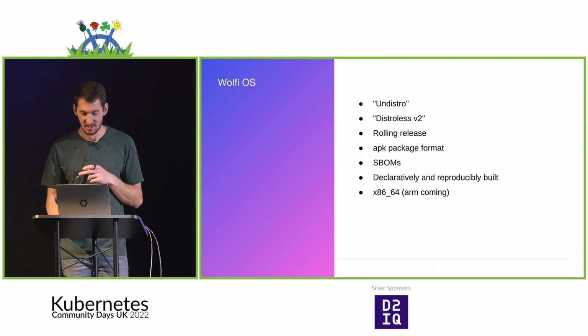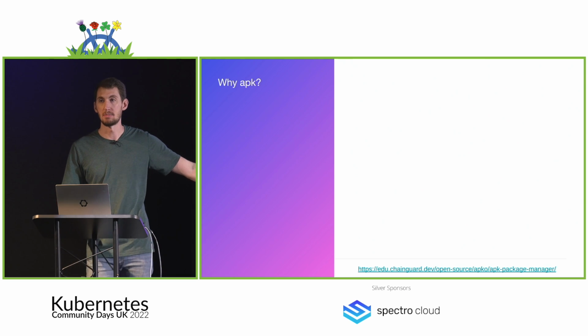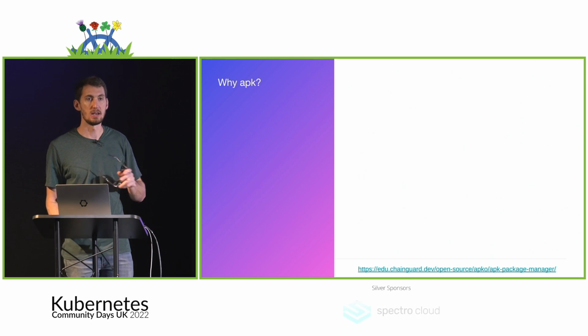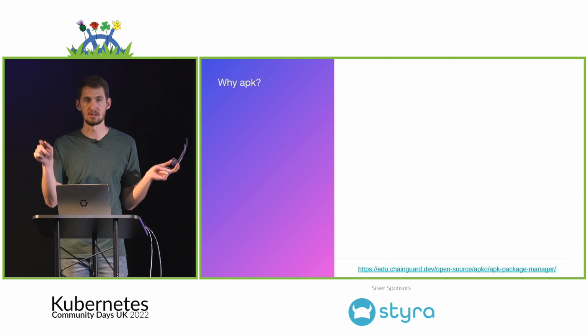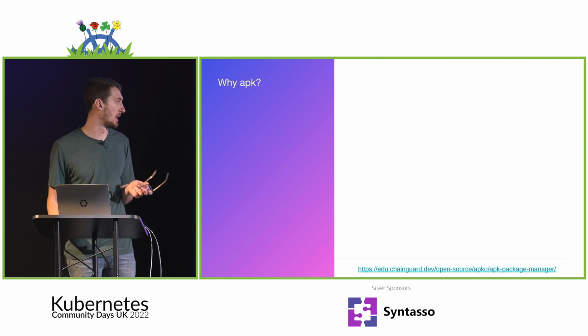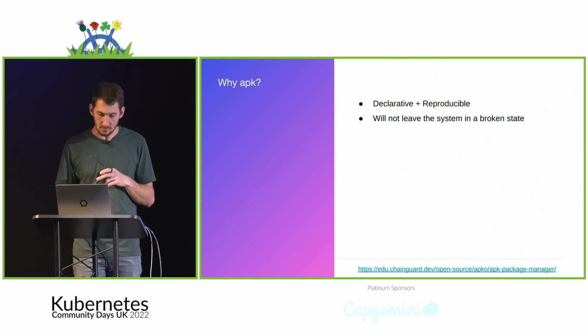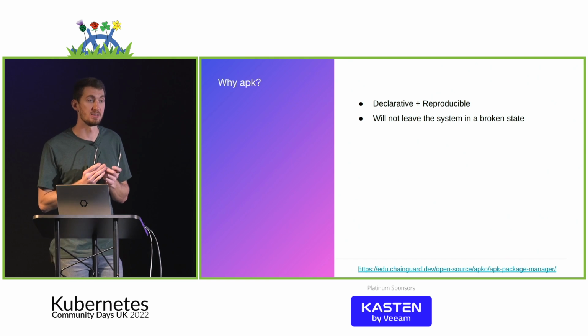I know, I'm sorry. So the question is, why APK? There's actually a great article down here by Ariadne, who is an Alpine maintainer. So I have a link to the slides at the end and a QR code you can grab, but I highly recommend reading that. It talks a lot about how APK works. The idea is that it's declarative and reproducible. It will not leave the system in a broken state, which I didn't know.